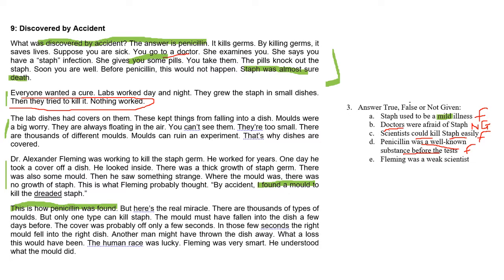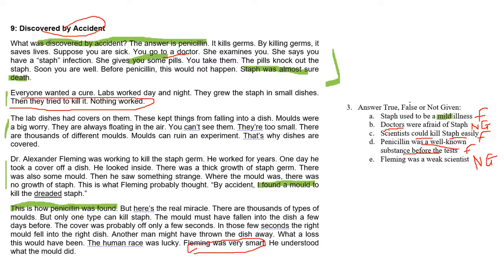E, Fleming was a weak scientist. Now, we know here that Fleming was very smart, but we don't know if he was good at science or not. Being smart and being a good scientist are not the same thing. Being a scientist is a skill. Being smart is something about your brain. There's nothing here actually that says he was a smart scientist. It says it was discovered by accident. He wasn't testing for it. He wasn't planning it. He wasn't trying a hypothesis. So, answer is not given.